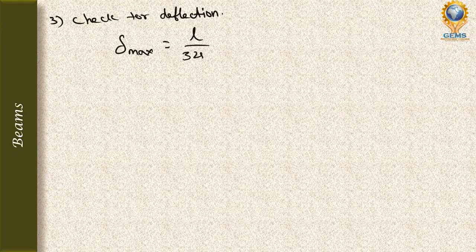Next we have to check for deflection. So the allowable deflection, that is maximum, is L by 325, that is 8000 by 325, that is equal to 24.61 mm. So whatever deflection we calculate for the section, it should be less than or equal to 24.61.